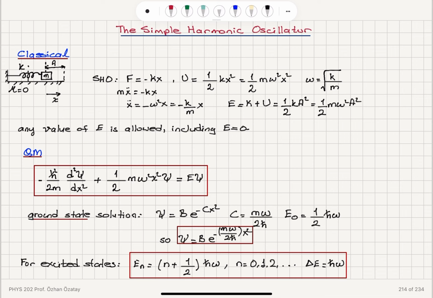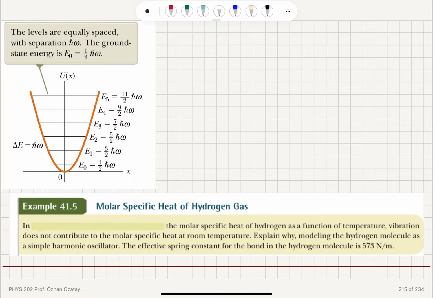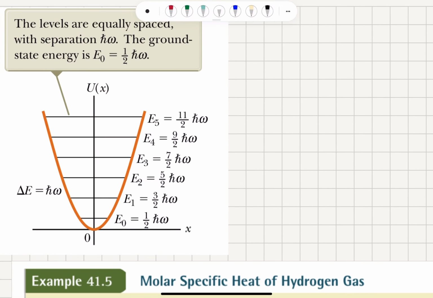The excited state energies are spaced by h bar omega, so they change in units of h bar omega. n plus 1/2 h bar omega is the energy level corresponding to n values between 0 and infinity, and n can only take integer values. You can see that here energy is not continuous as in the classical case. It has discrete values, and zero energy is not allowed.